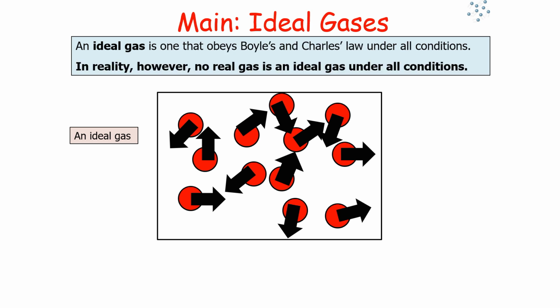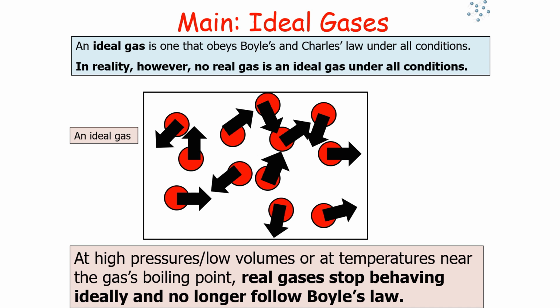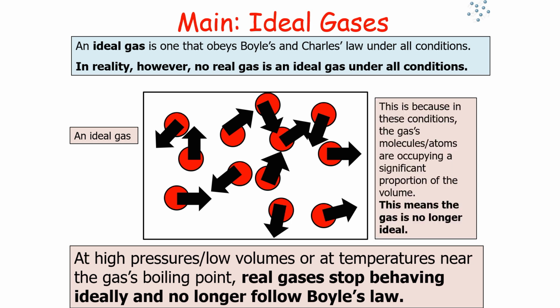So whilst we say an ideal gas is one that obeys Boyle's law and Charles's law and the pressure law under all conditions, in reality no real gas is an ideal gas under all conditions. Under the conditions of low pressure and high temperature, real gases will obey Boyle's law and behave in an ideal manner. But if you have a high pressure or low volume and temperatures near to a gas's boiling point, real gases stop behaving ideally and no longer follow Boyle's law. The reason is that in these conditions the gas's molecules or atoms occupy a significant proportion of the gas's overall volume, which means it can no longer be acting as an ideal gas.